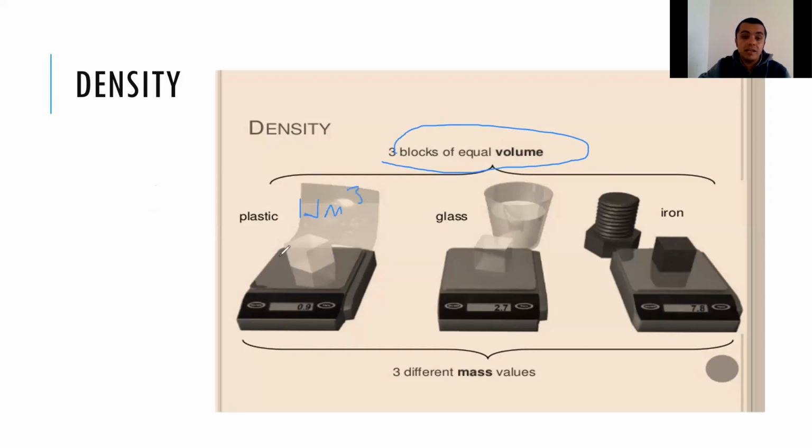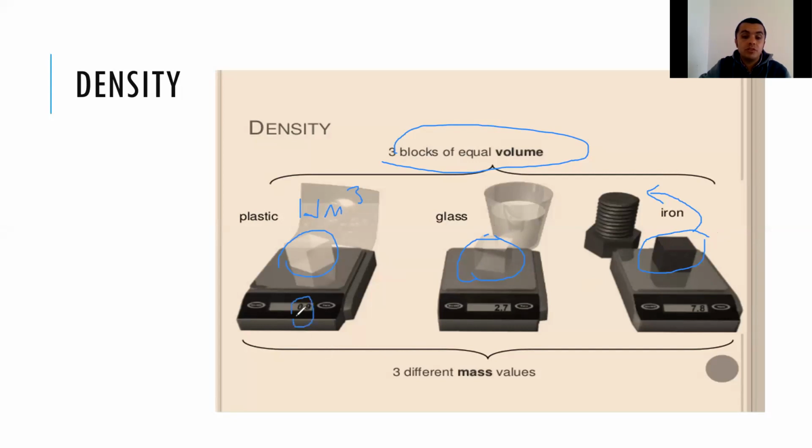One is plastic, like we use for plastic toys. The other one is glass, like the glass that we drink water from. The other one is iron, that we use for example for bowls. You take the equal volume pieces, and you put them on a scale.